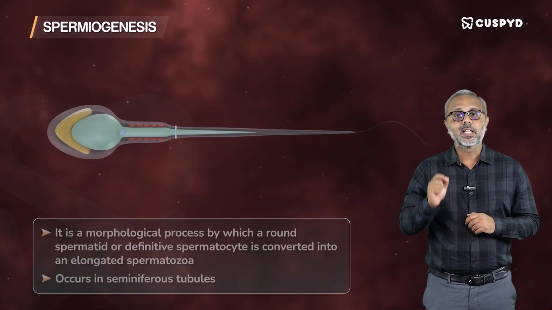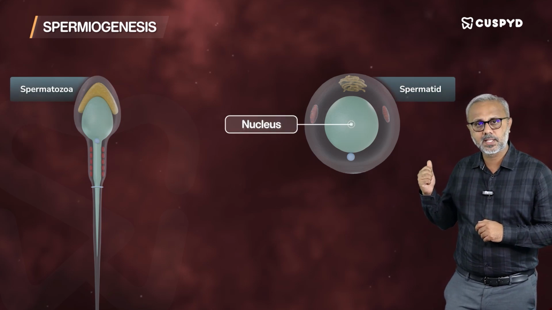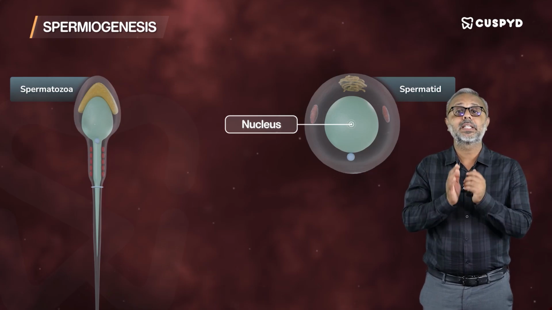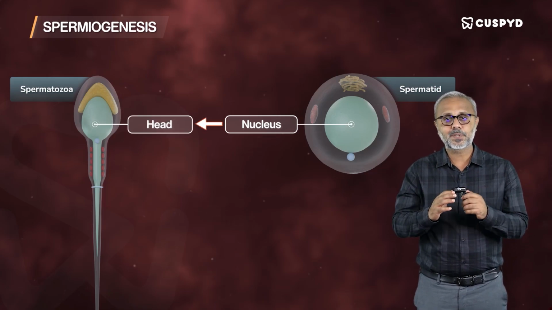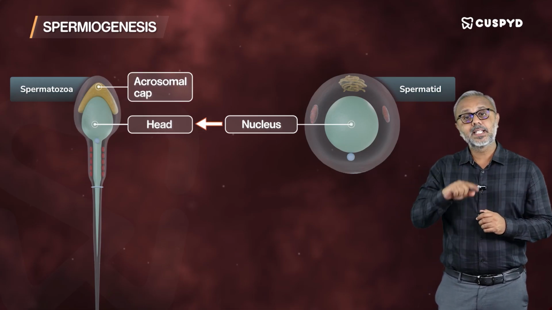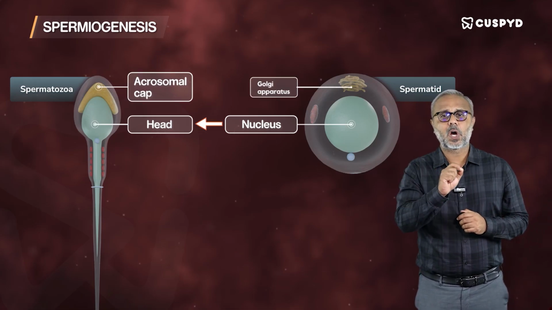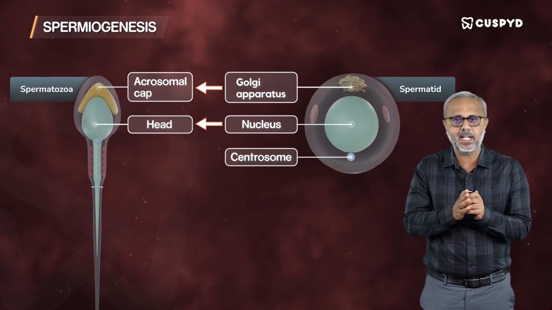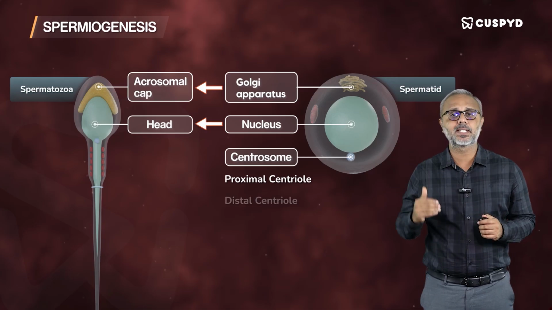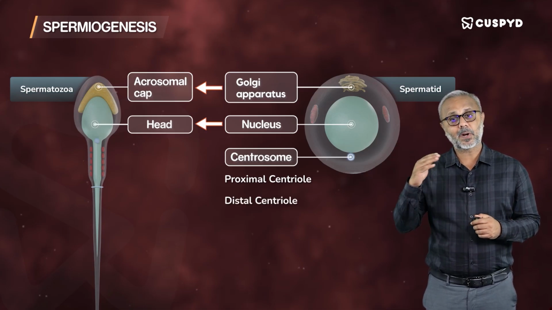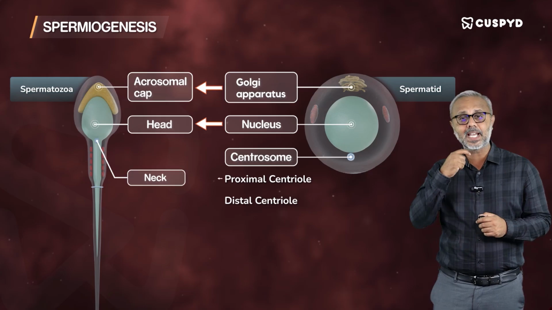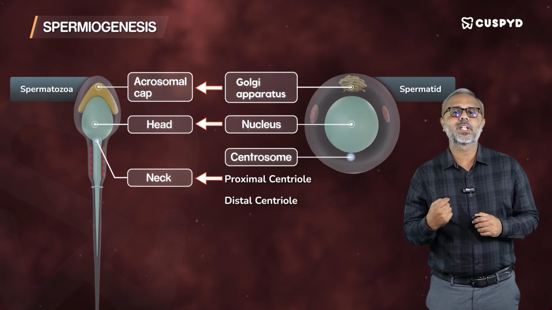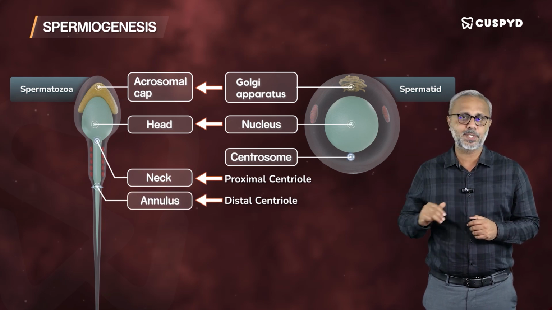What happens here is the round nucleus of the mature spermatid or definitive spermatocyte will get converted to form the head of the sperm. The head of the sperm is covered by an acrosomal cap. This acrosomal cap is derived from the Golgi apparatus. Then you have the centrosome in the spermatid, which gives rise to proximal and distal centrioles. The proximal centriole will form the neck, or is present in the neck, and this will give rise to axial filaments. The distal centriole will form the annulus through which these axial filaments pass.